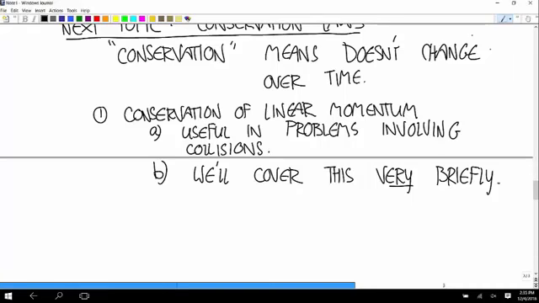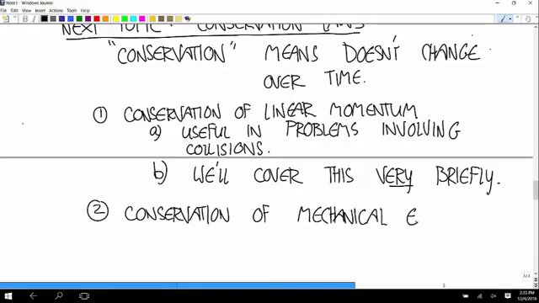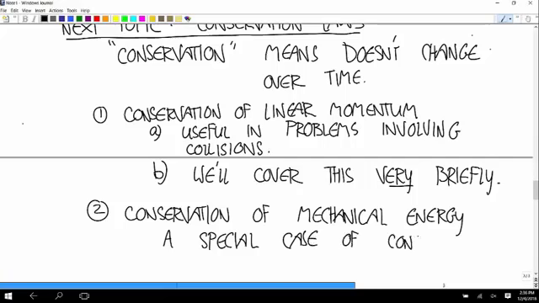And then we're going to go on to the one that we're going to talk about more than conservation of linear momentum. And that is conservation of mechanical energy. Conservation of mechanical energy is a special case of conservation of energy. It's not really the same thing as saying that all the energy in the universe stays the same. But for some cases, we can reduce the total conservation of energy down to conservation of what we're going to call mechanical energy, a subset of the types of energy that there are.